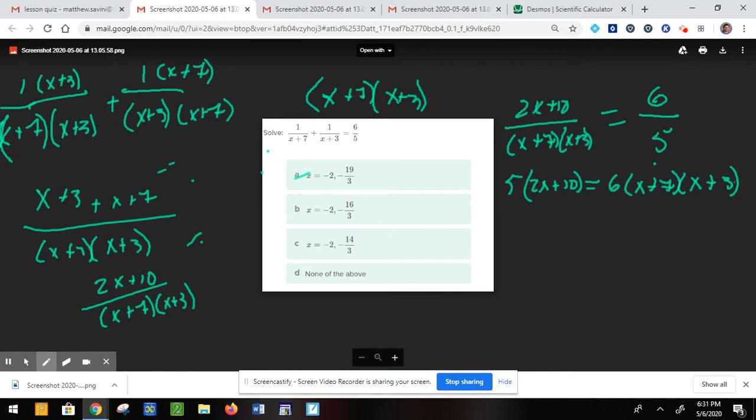So on the left side, distribute the 5, so it's 10x plus 50. On the right side, I'm going to leave the 6 alone. I'm going to FOIL. So x times x is x squared. x times 3 is 3x. 7 times x is 7x. So when you add 7x and 3x together, you get 10x. And 7 times 3 is 21. Distribute the 6. Then you got 10x plus 50 is equal to 6x squared plus 60x plus 126.